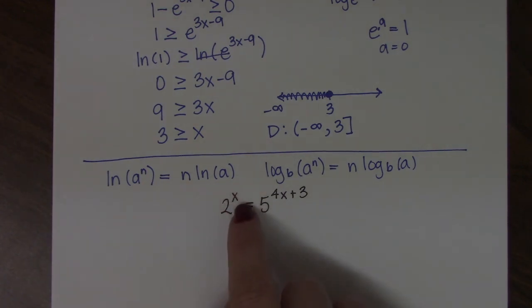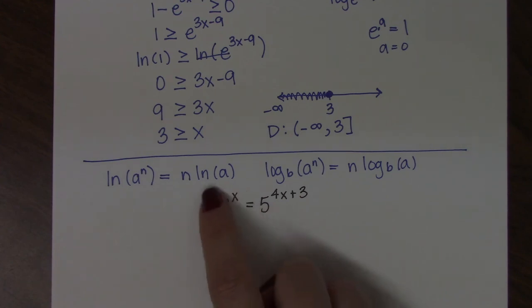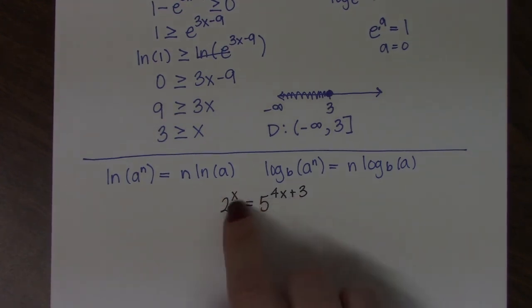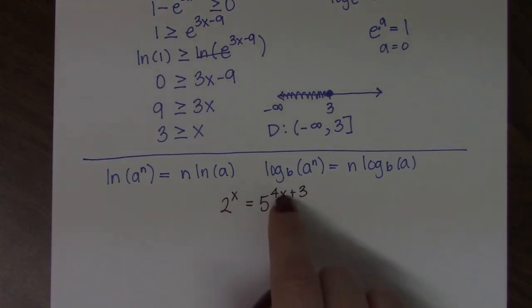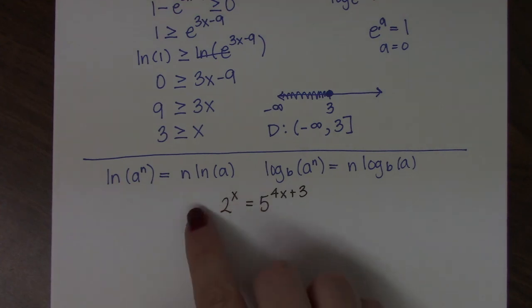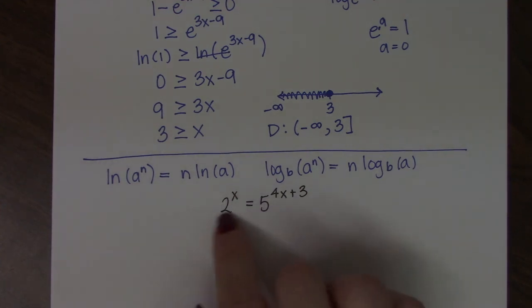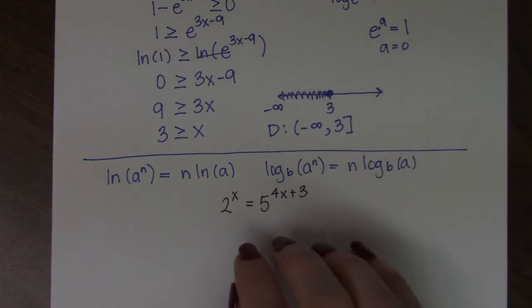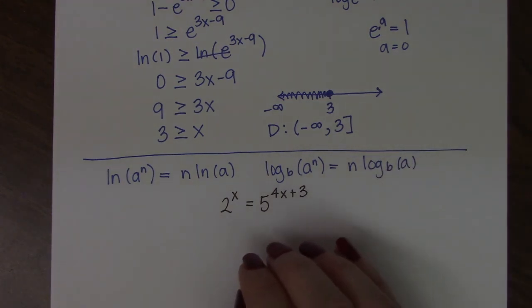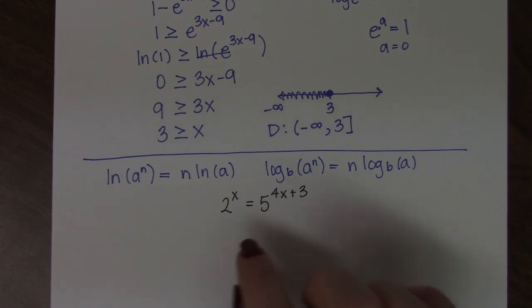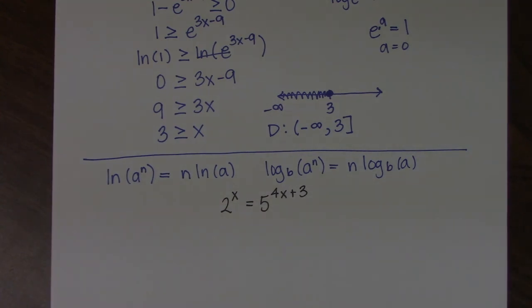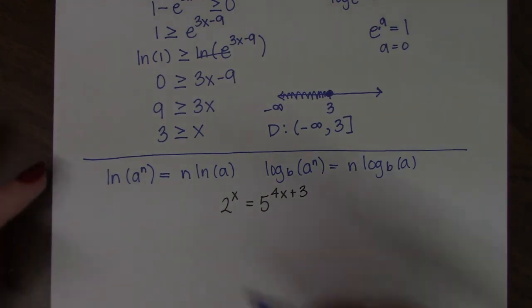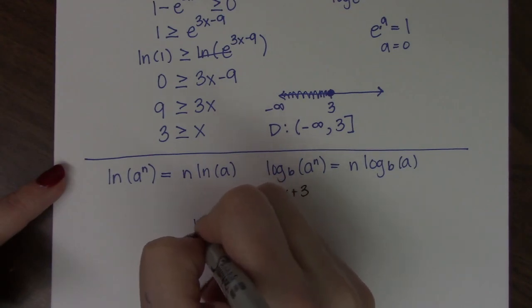But since I know that logs allow me to move exponents down to the front, in order to solve for x, I've got to get these guys out of these exponents. Well, I can simply take the log of both sides, the natural log. I can actually do log base anything I want, okay? Usually we like to do natural log because it's just easier to write and we don't have to write the base. So I'm going to take the natural log of both sides of this equation.